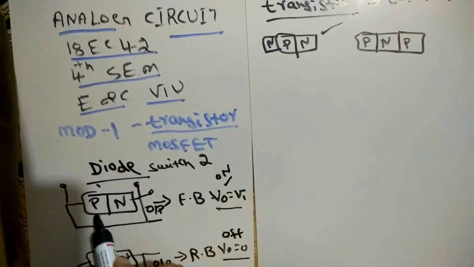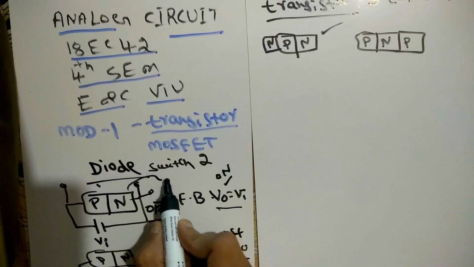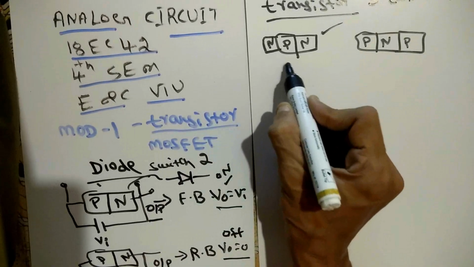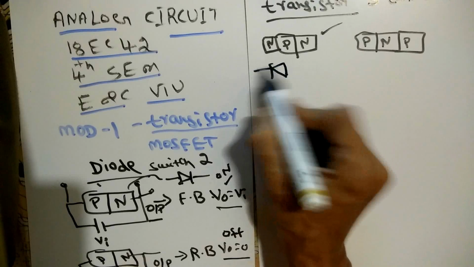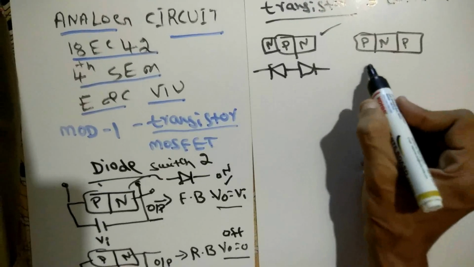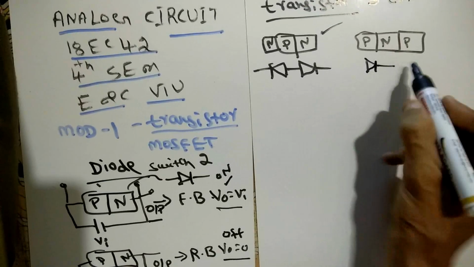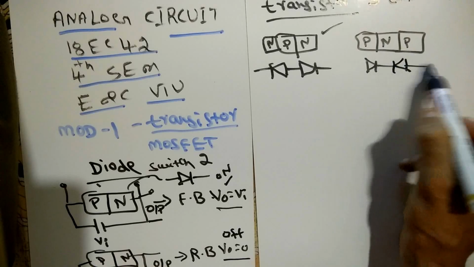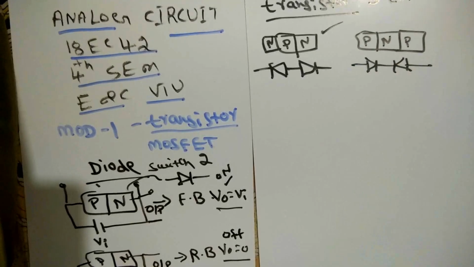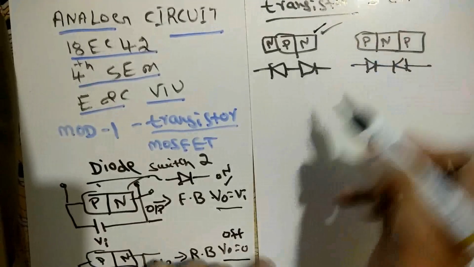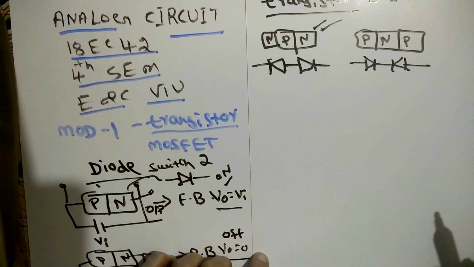If you write PN according to the diode, we know this is the diode symbol. In the same way, writing the diode symbols, the P is on this side and N on the other, and one more like this. This is how a transistor looks, as a diode combination. Similarly for the other type. This is the look of the PNP or NPN transistor. Usually we use NPN, so we will concentrate more on the NPN transistor here.